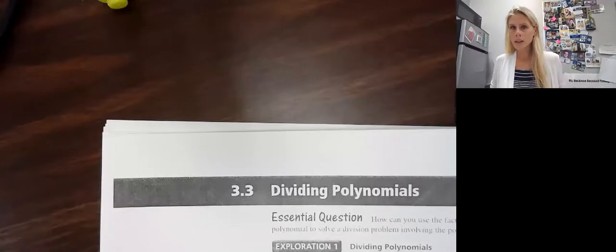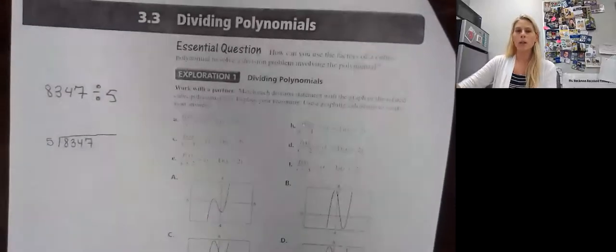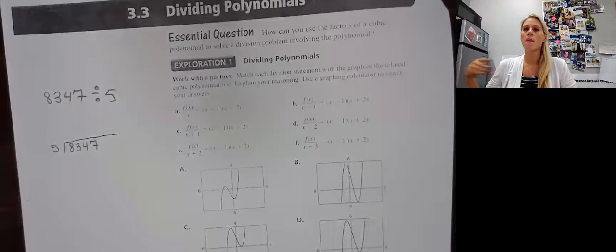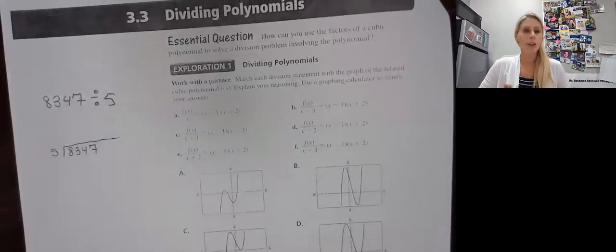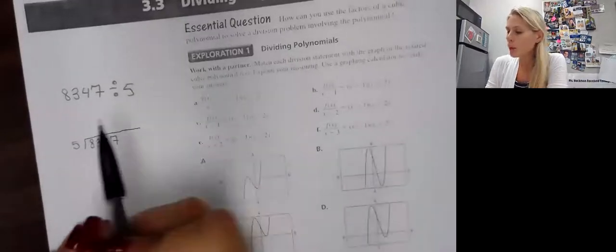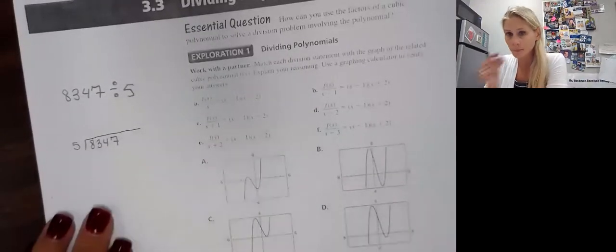Hey guys, so 3.3, we are going to divide polynomials. Instead of doing the exploration that's on this page, I just want to remind you of how to do long division with numbers and not letters yet, not variables. If you remember in elementary school, we would have something like 8,347 divided by 5. To do long division, we would put 8,347 underneath and 5 on the outside.